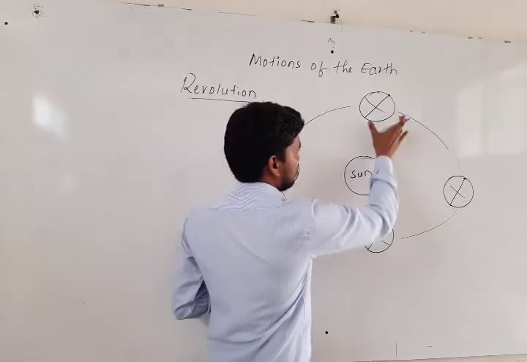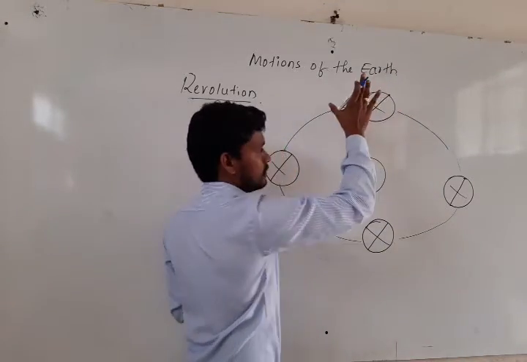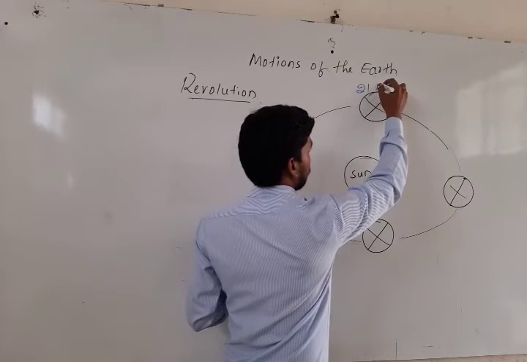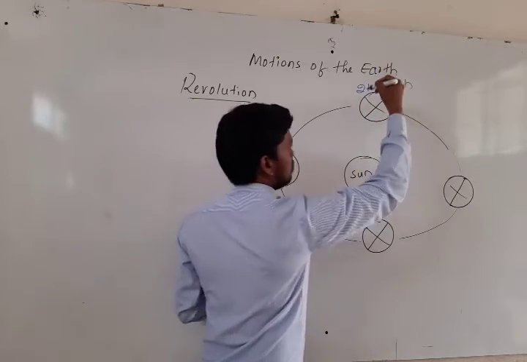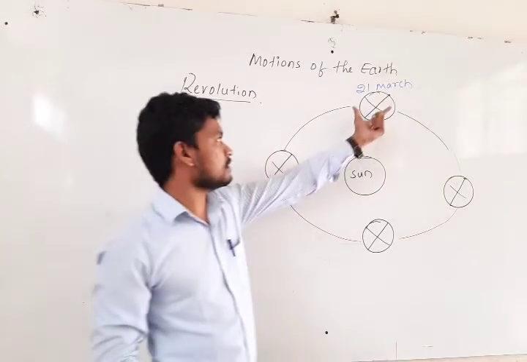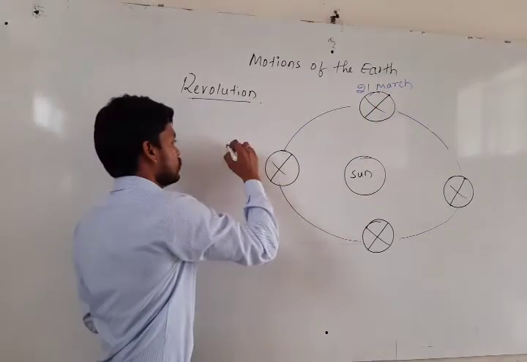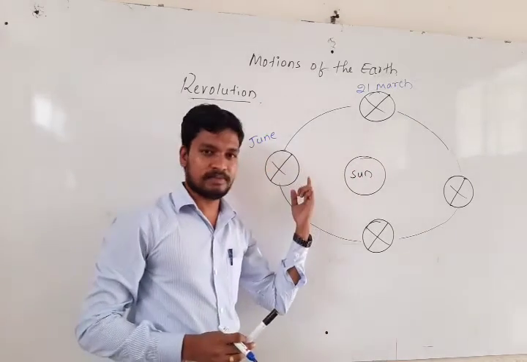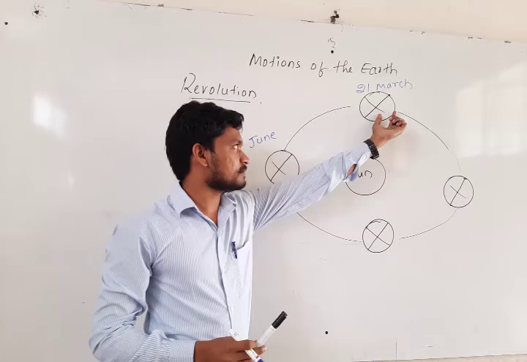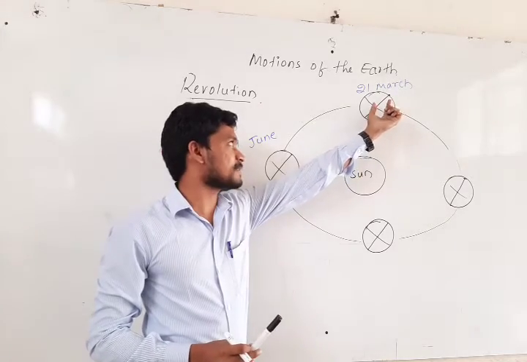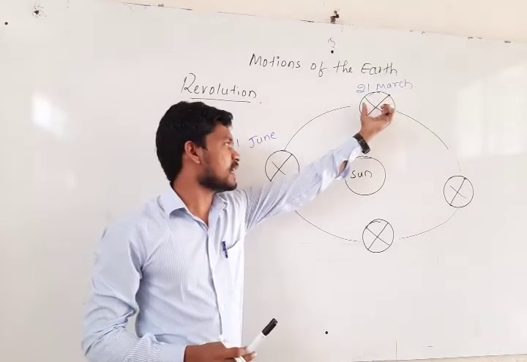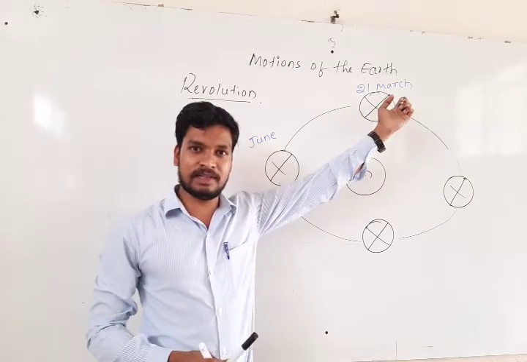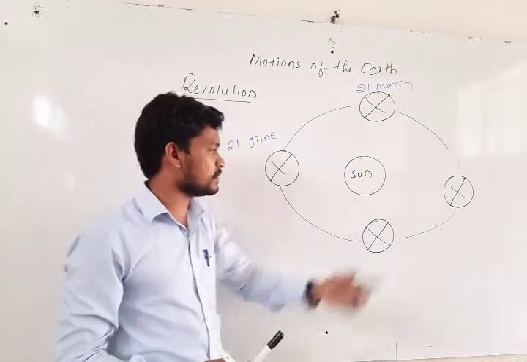Here is the position the Earth will be placed in on 21st March. Then on 21st June our Earth will be here, and we will be on its surface. By that time the Earth will not be in the same place. No, it's just a picture here.